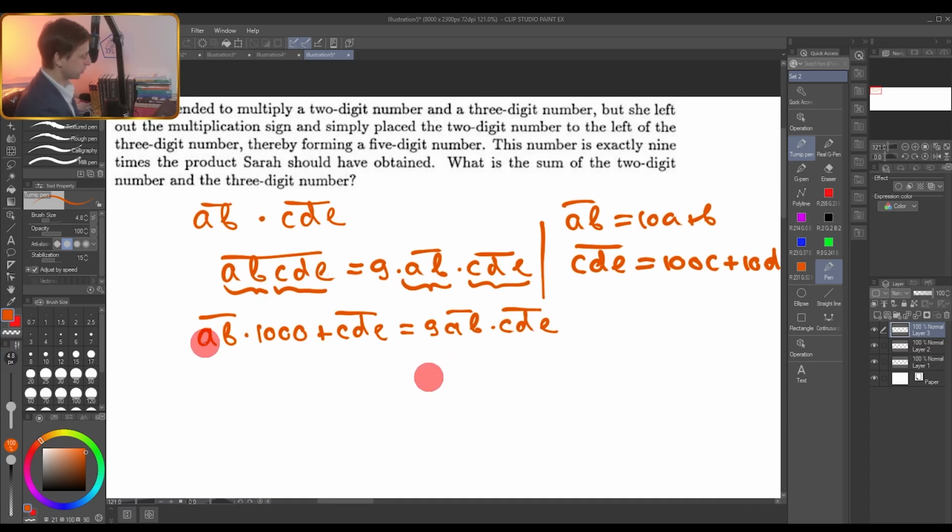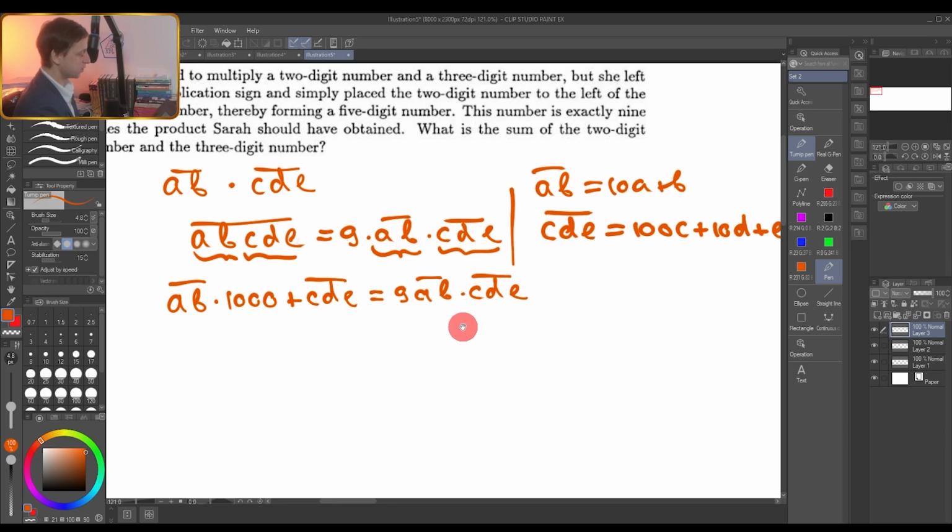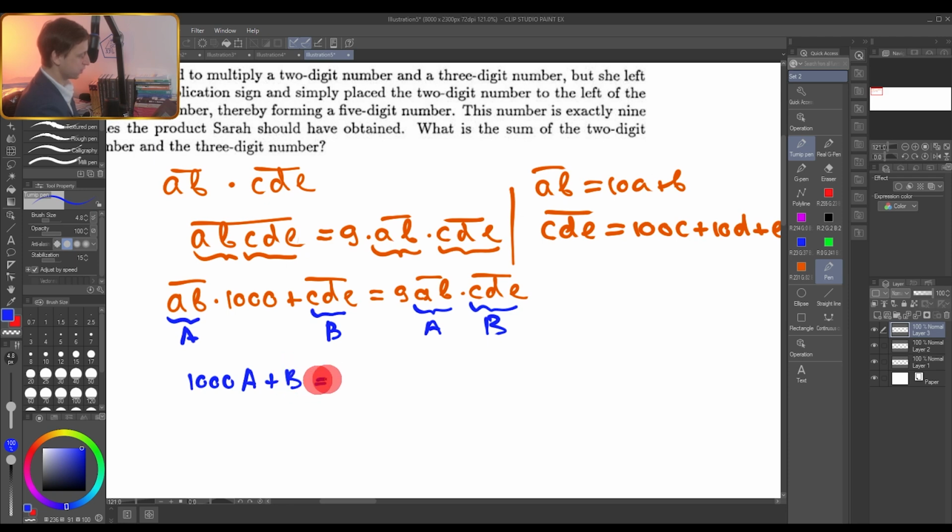And you can see here we have a 2-digit number, a 3-digit number, a 2-digit number, a 3-digit number. So there is no point for us to leave it like this. We can make everything way shorter. Just so this one will be A, this one will be B, this one is A, and this one is B. So we have an equation that looks like this: 1000A plus B equals 9AB. A is a 2-digit number, we remember about it, and B is a 3-digit number. Let's look at this simple equation.